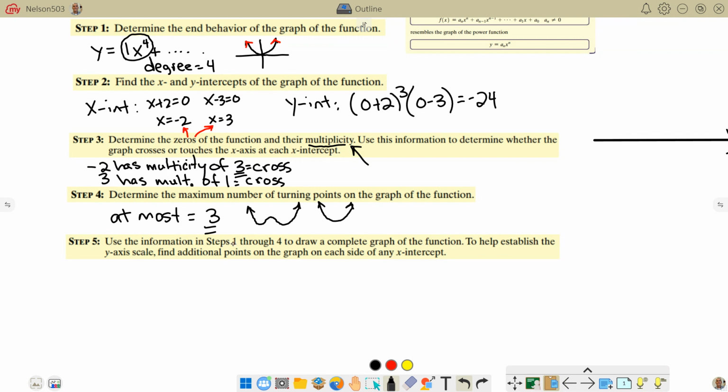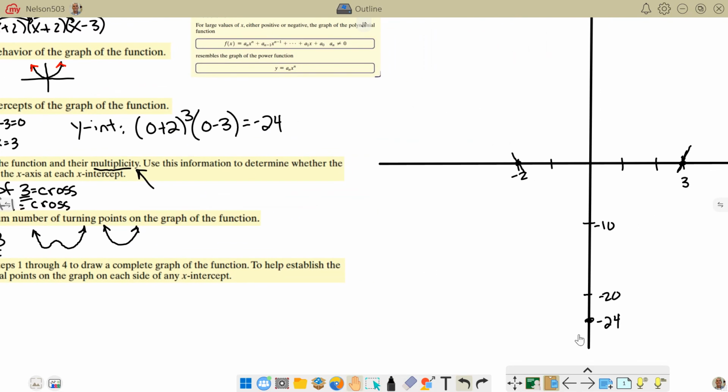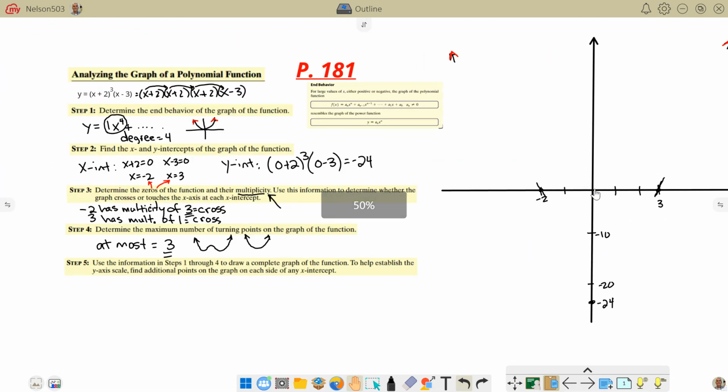Step 5 says use all the information. Now I'm going to make a graph. It says find additional points. It also says worry about the scale, which I've kind of already done, right? I said, shoot, man, we got to fit negative 24 on there. So I can't be counting by ones like I did on the x-axis. So I think I have enough information, or at least, to put a rough sketch down.